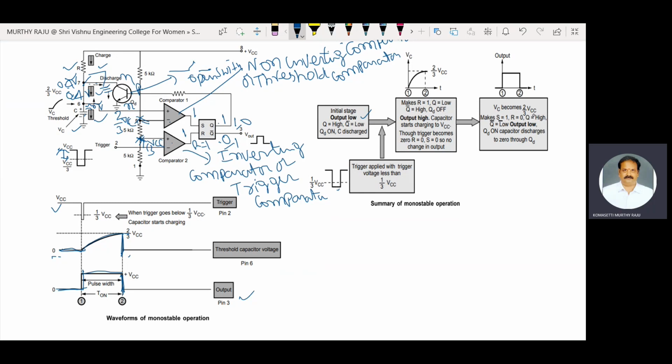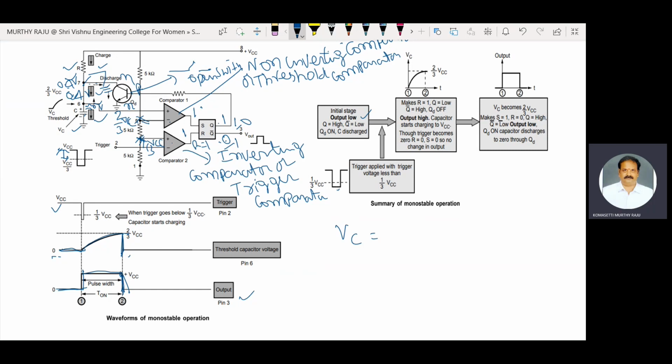VC becomes 2/3 VCC. Again, S is equal to 1 and R is equal to 0. Therefore, Q is high and Q dash is low. Output is low. Therefore, QD is on, and the capacitor discharges to 0 through QD. This is the action summary of the monostable multivibrator.